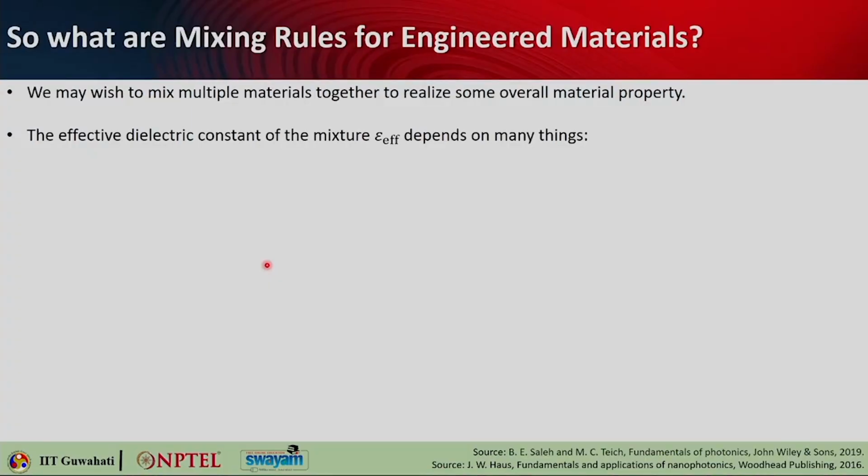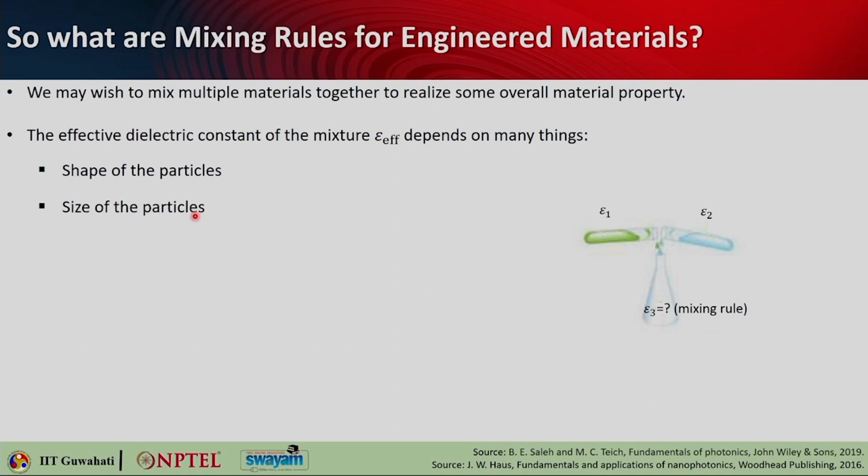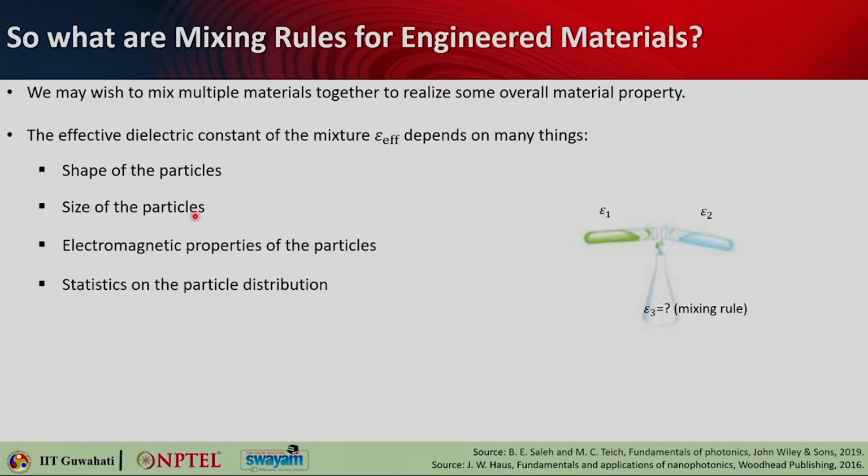So, what are the mixing rules for these mixtures or engineered materials? If you wish to mix multiple materials together to get some overall material property, there has to be some kind of guidance, like some formula that relates the effective permittivity to the permittivity of the constituent materials. The effective dielectric constant of the mixture, epsilon effective, depends on a couple of things: the shape of the materials, the size of the particles, electromagnetic properties of the particles, statistics of the particle distribution, and the volume fraction of the constituent materials.